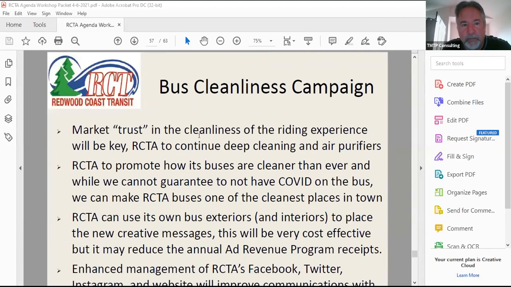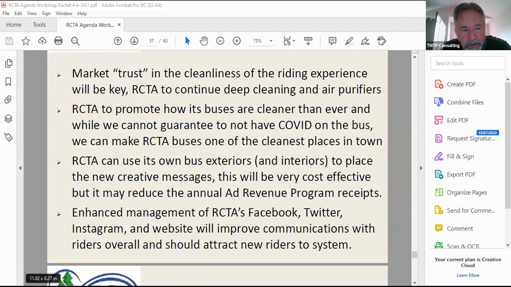Any questions for Sylvia? Okay, we're looking at campaigns, and one of the big ones we're going to work together with Sylvia on is, as she touched on, we need to get market trust in the cleanliness of the buses. That's going to be huge. So we will probably recommend that we use some of our ad revenue program, some of our own bus exteriors, to promote ourselves with that. Sylvia will be putting together the creative, the artwork, and it'll reduce our ability to make money off it because we'll be taking it for ourselves. But I think it's well worth it to help our recovery from the pandemic. So that's coming up, as well as continued and expanded use of social media.